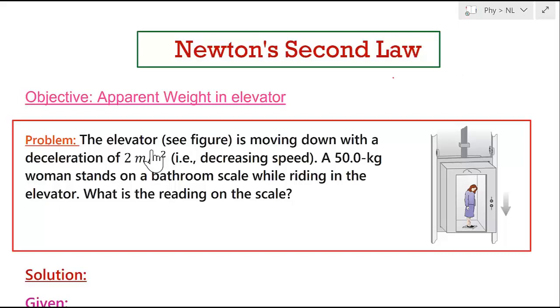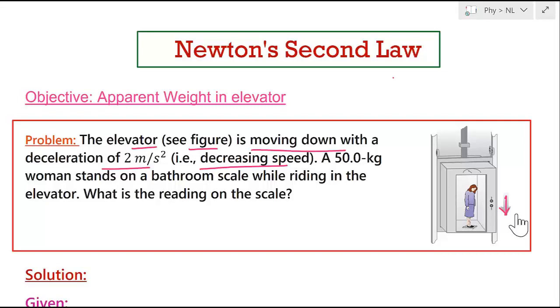This problem says the elevator as shown in the figure is moving down with a deceleration of 2 meters per second square, that is, it is decreasing its speed. So we have an elevator moving in the downward direction and experiencing a deceleration, and that value is given, that is 2 meters per second square.